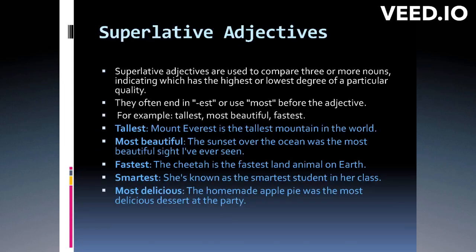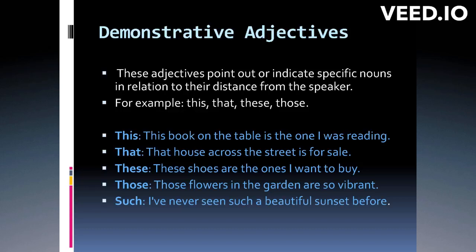Next one is superlative. Superlative adjectives are used to compare three or more nouns. Means when you are comparing three or more, you'll use the superlative. That is tallest, fastest, smartest. You can go through the examples, children. Next one is demonstrative. This, that, these, and those. It is showing the distance away, depending on the distance. These shoes are the ones I want to buy. Means here, when you are near, we'll tell these.